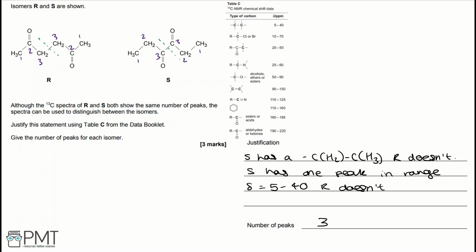So to get the 3 marks for this question, you get 1 mark for your first sentence, which is S has a CH2-CH3 group and R doesn't. And then you get your second mark from saying that S will therefore have a peak in the range of 5 to 40, R won't, and that means that the lowest peak for S is lower than the lowest peak for R. And then your third mark is from the number of peaks.